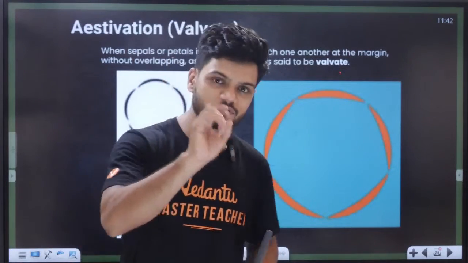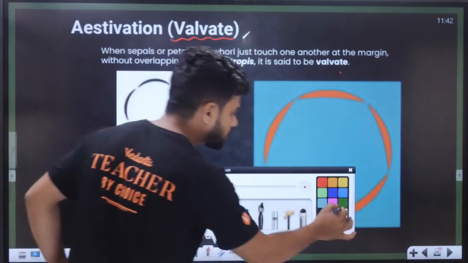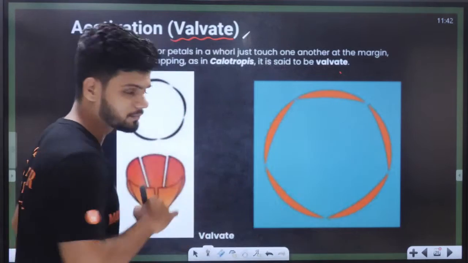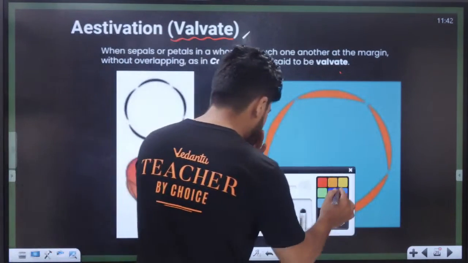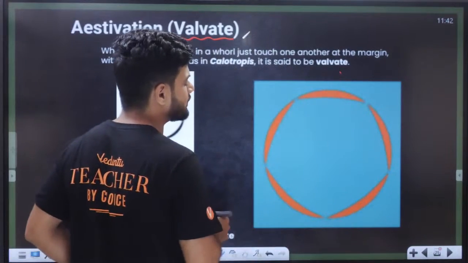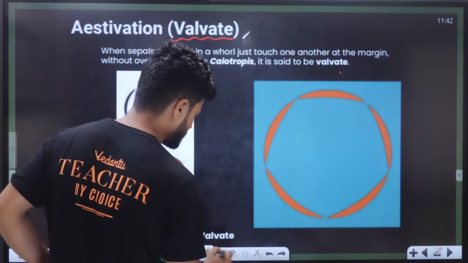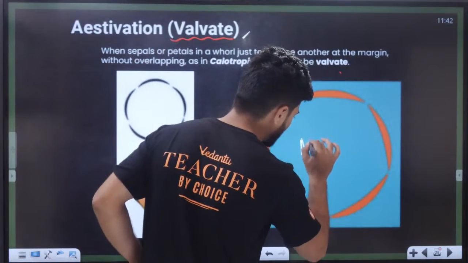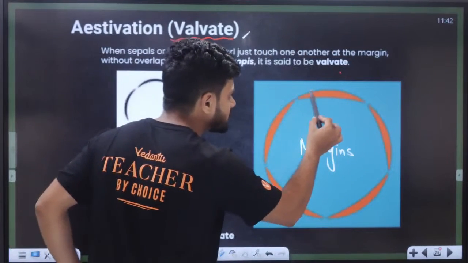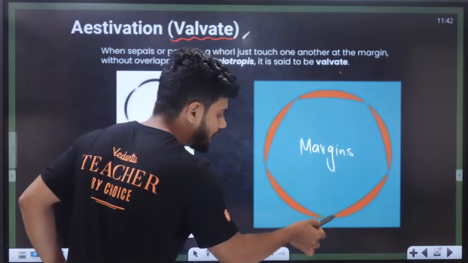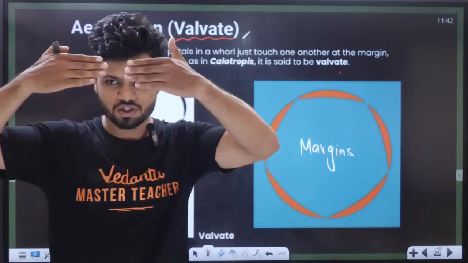Okay. So the first thing which you need to understand here is the valvate estivation. Now, in the case of valvate estivation, the key word is margin. If you look at this particular valvate estivation, look at the margins, students. Can you see here? All the petals are just touching on the margin and they are not overlapping at all. Just margin to margin touch.